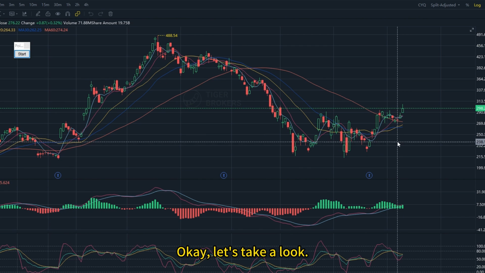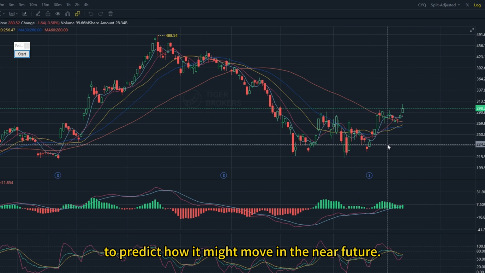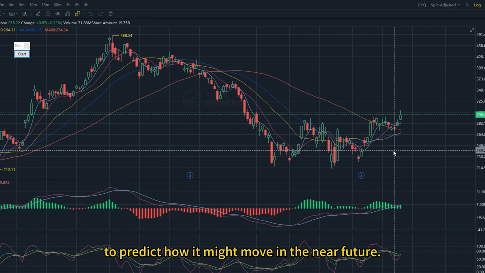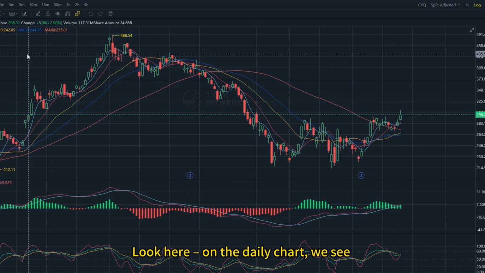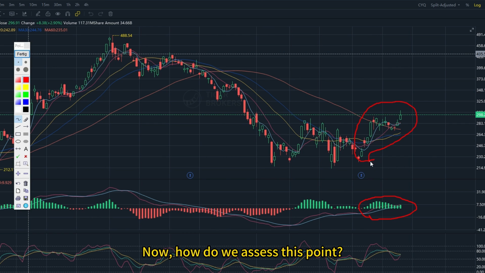Okay, let's take a look. Now we will use the current price action of this stock to predict how it might move in the near future. We do that. Look here. On the daily chart, we see an MACD bullish crossover. Now, how do we assess this point? It's a bullish setup on the daily chart.